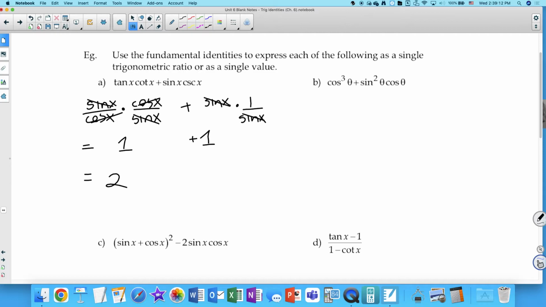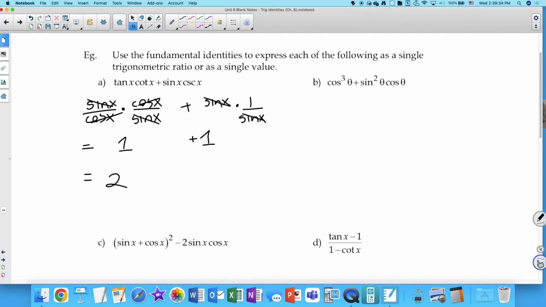This guy. All right, so where would you start here? This is already in terms of sine and cosine, so there's not much I can do there. What is another trick that we might have up our sleeve? Is there anything to expand there? No, because there are no brackets that have been factored out.